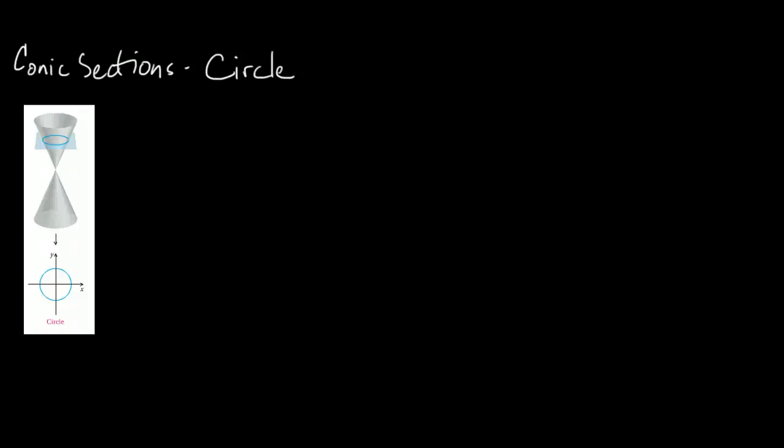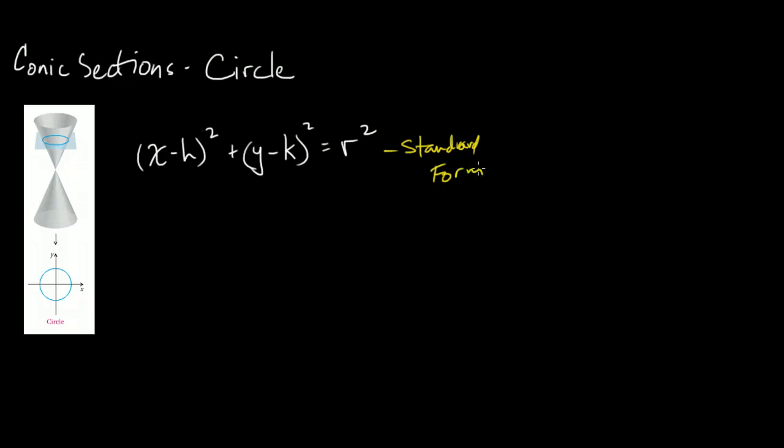The standard form for the equation of a circle is the quantity x minus h squared plus the quantity y minus k squared, and that's equal to a radius squared. This is the standard form of the equation of a circle. So that's standard form. And let's dissect this just a little bit.